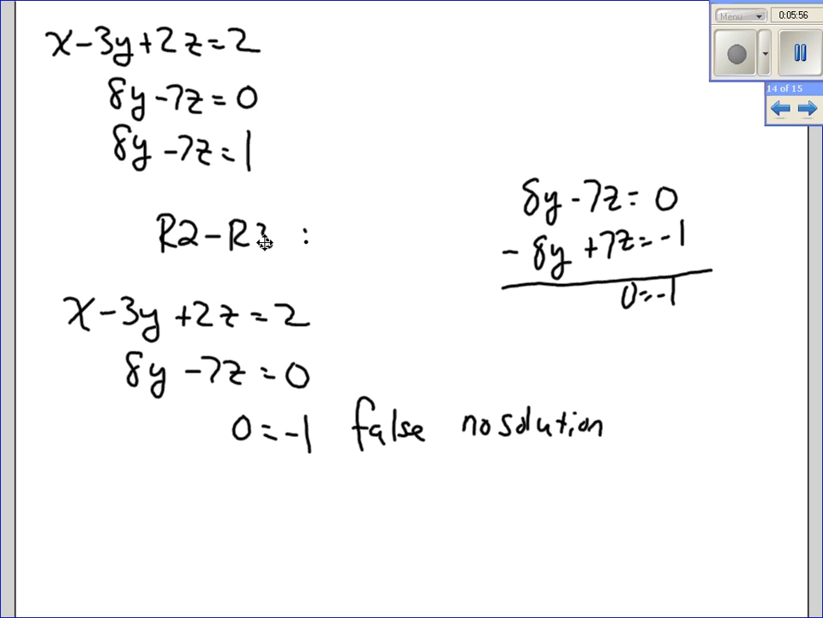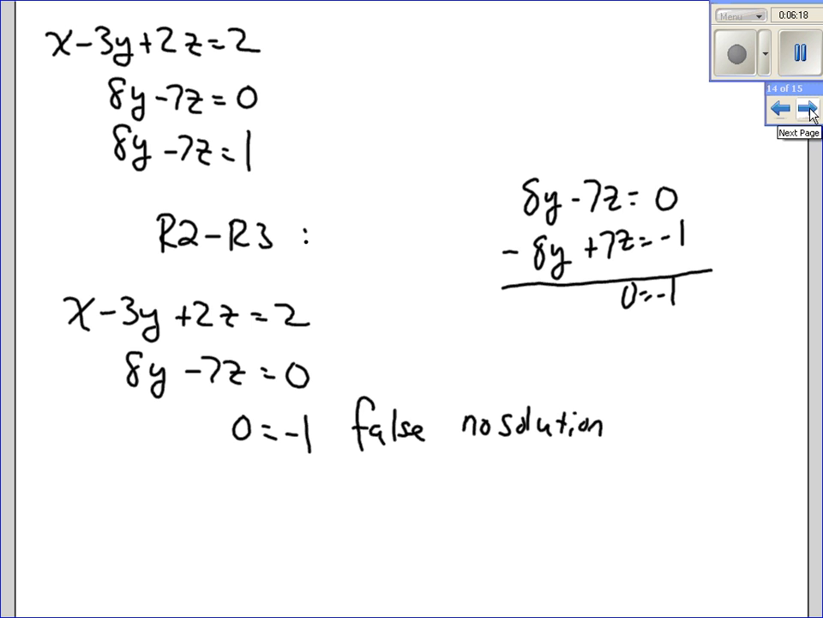So now if I just take row 2, subtract row 3, I'm not going to bother this time trying to get my leading coefficient of 1 because I can see it's just going to fall right out at this point. When I subtract those two, I get my contradiction: 0 equals negative 1. So looking at my new system here, my final row says 0 equals negative 1, which is not true, and that means I have the no solution case.